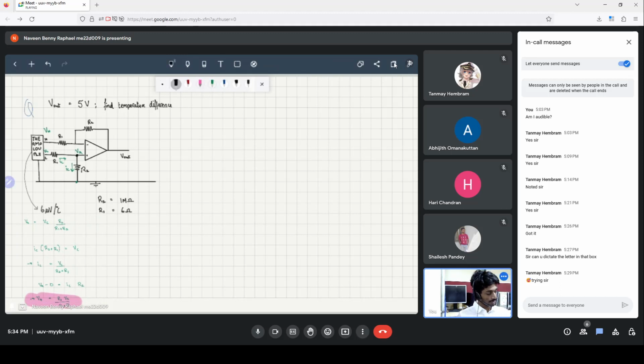That means since VA is this specific potential, for simplicity we'll just call it VA. This junction will also be at VA.